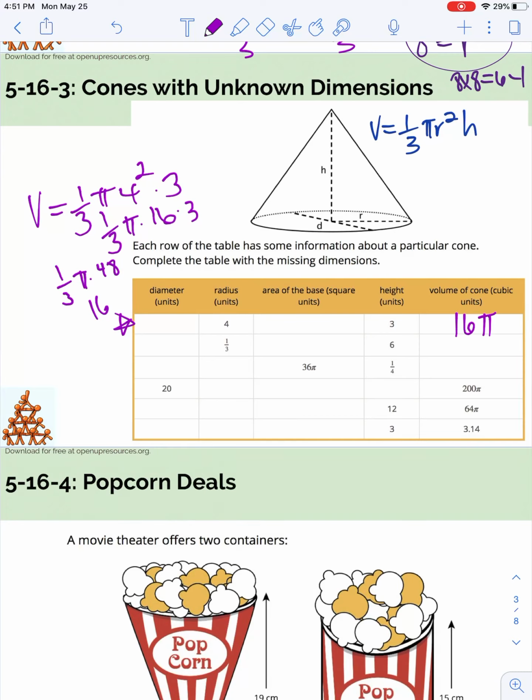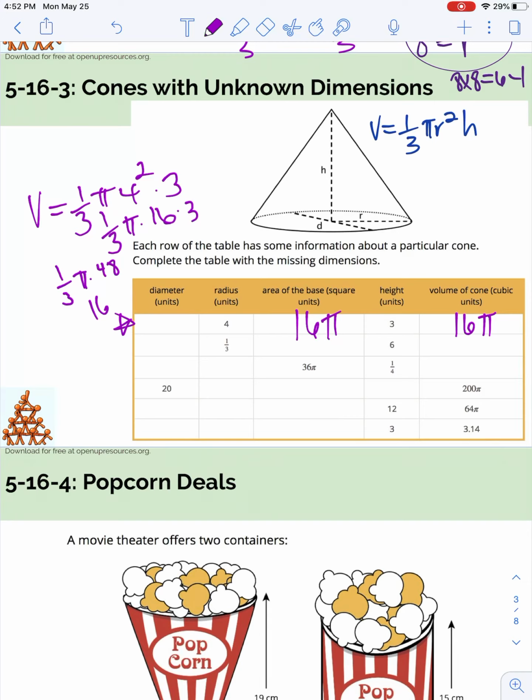Do we know the area of the base? We did solve it at some point. When we were looking at 1/3 pi times radius squared, we got 1/3 times 16. Area of the base, oh, that's just pi r squared, without the 1/3. So 4 squared is 16, so that's 16 pi. That's when you take out the 1/3.